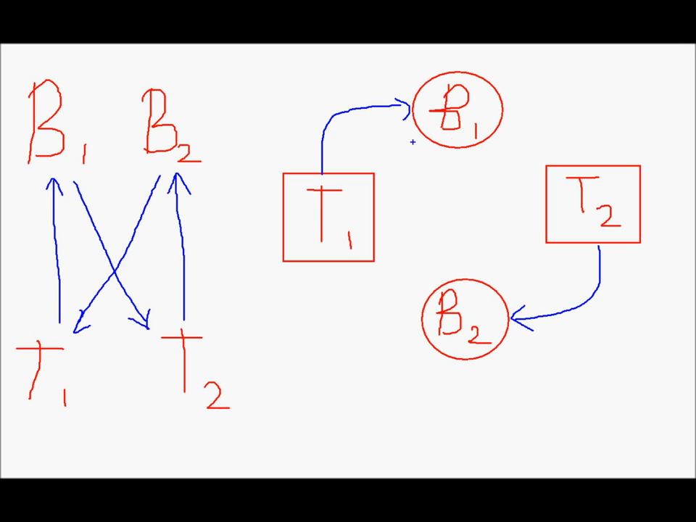And if a process is trying to get hold of a resource, then the arrow will point towards the resource. So B1 is trying to get hold of T2 and B2 is trying to get hold of T1, or B2 is waiting for T1. This is the graph for this situation. Whenever a cycle is formed, it indicates that a deadlock has occurred.